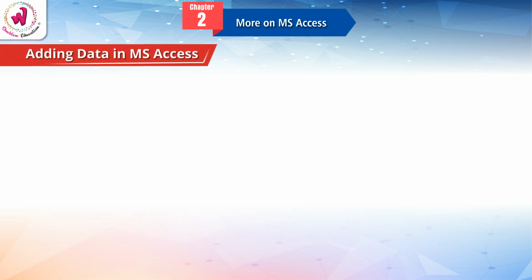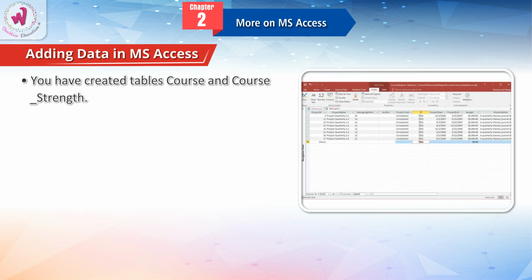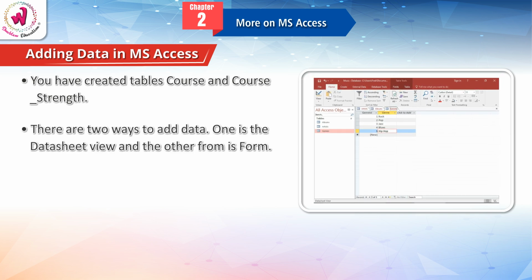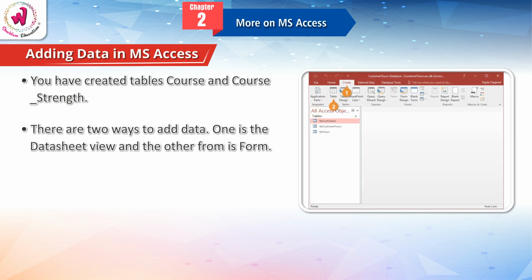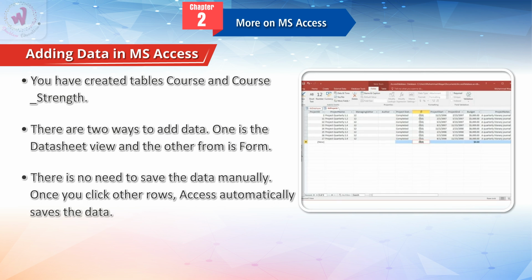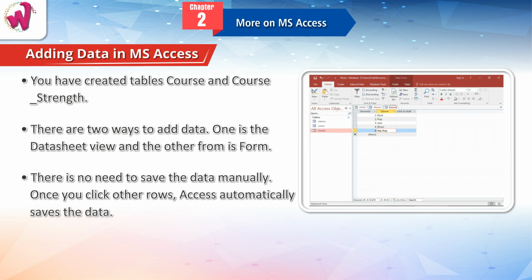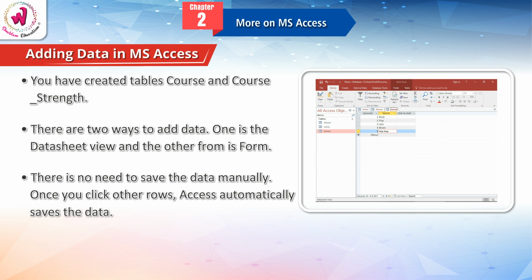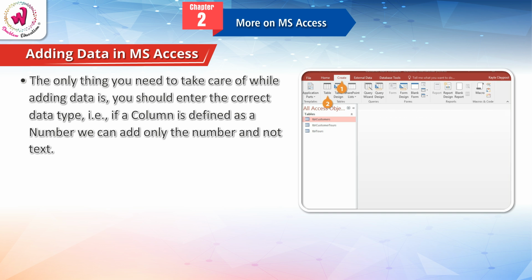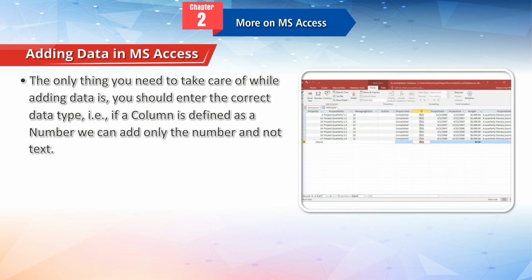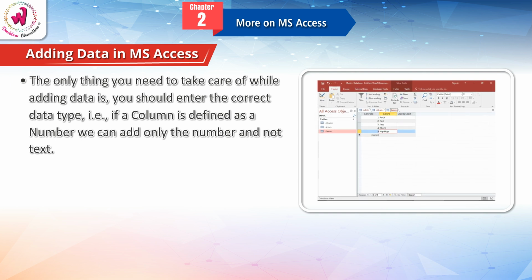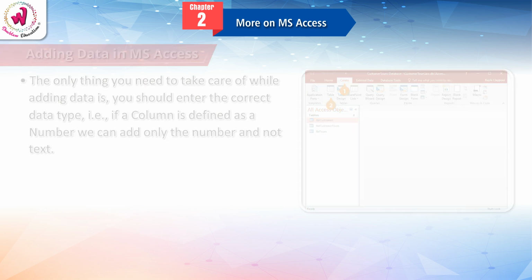Adding data in MS Access. You have created tables, course and course_strength. There are two ways to add data. One is the datasheet view, the other is a form. There is no need to save the data manually. Once you click on other rows, Access automatically saves the data. The only thing you need to take care of while adding data is that you should enter the correct data type. That is, if a column is defined as a number, we can add only a number and not text.